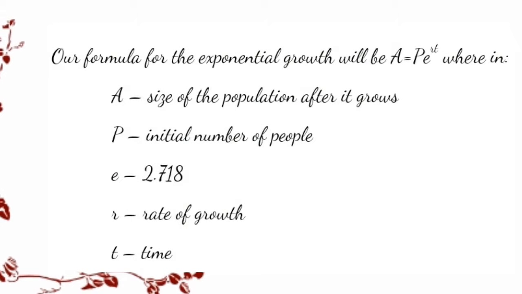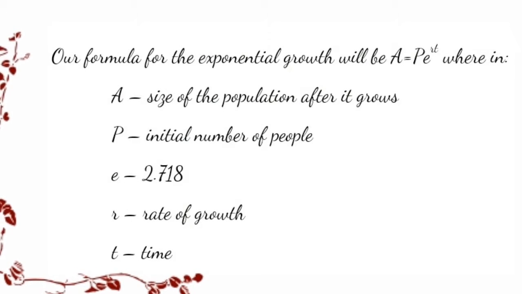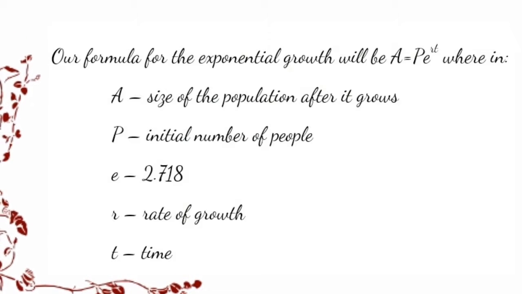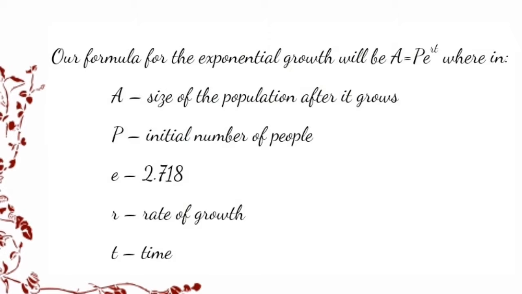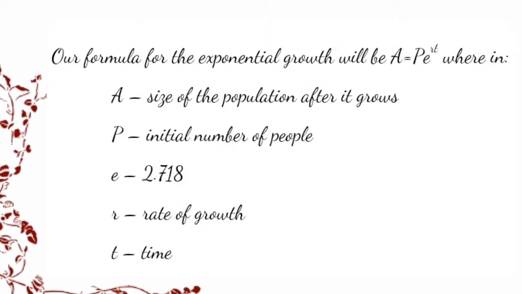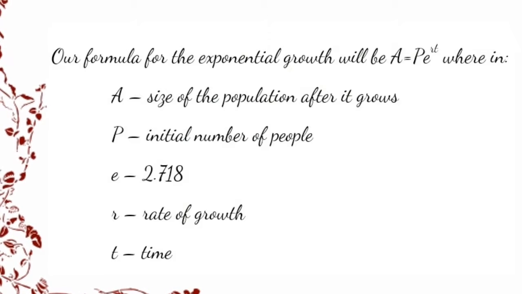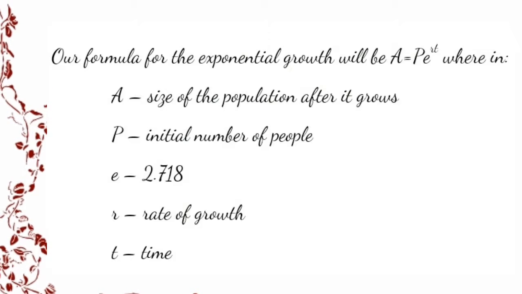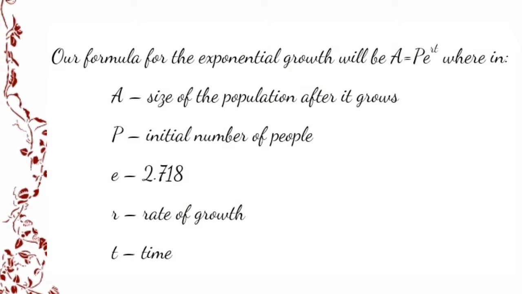World population. In getting the population growth, mathematics is also used to solve it. Our formula for the exponential growth will be A is equal to P e raised to rt, wherein A is the size of the population after it grows, P is the initial number of people, r is the rate of growth, t is the time, and e is equal to 2.718.